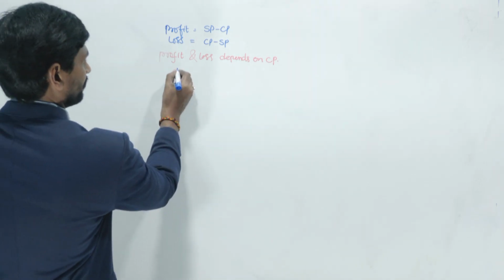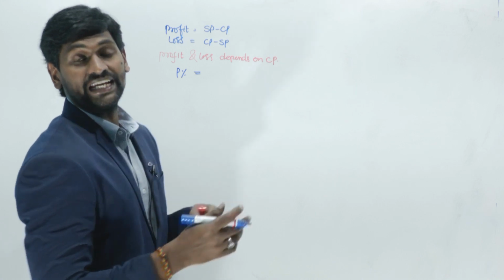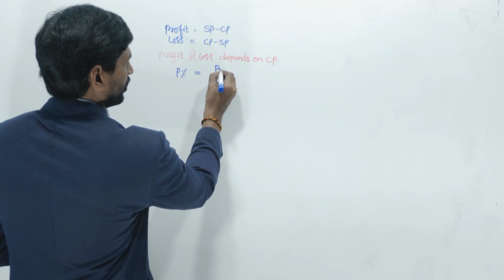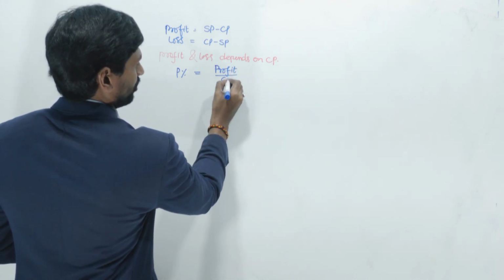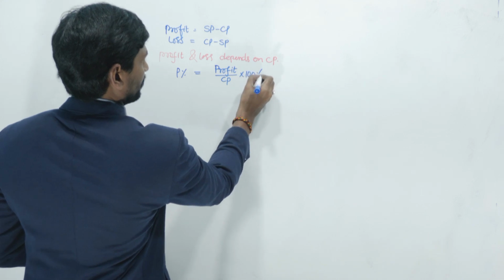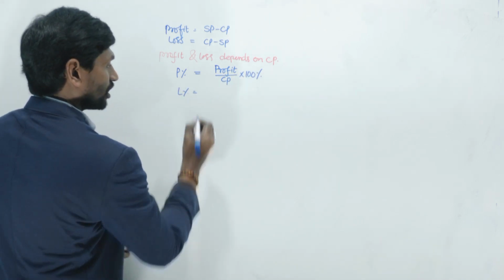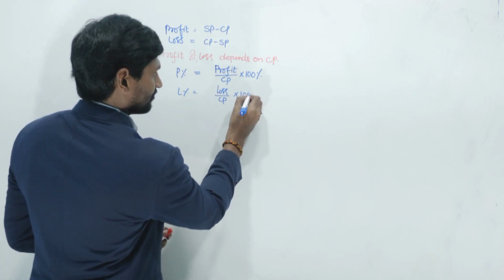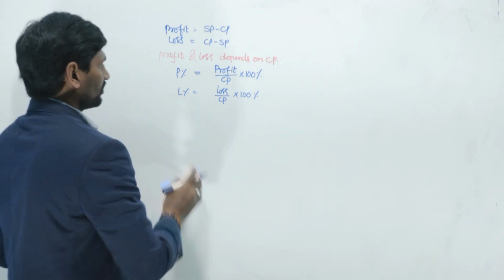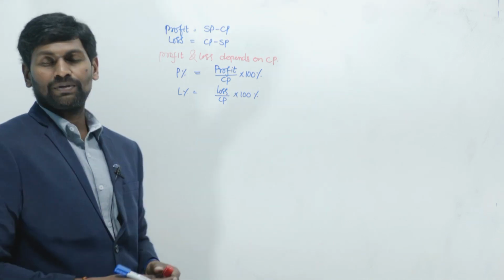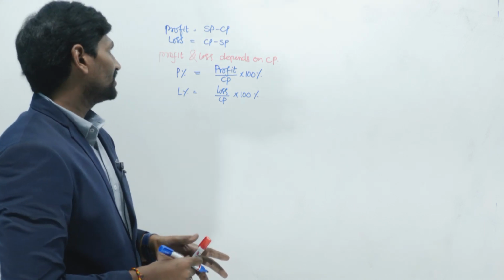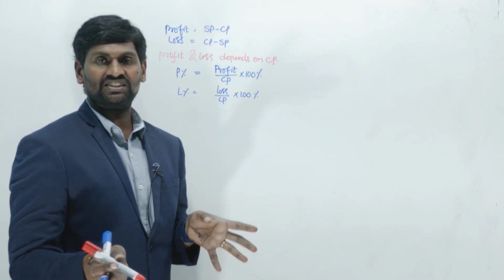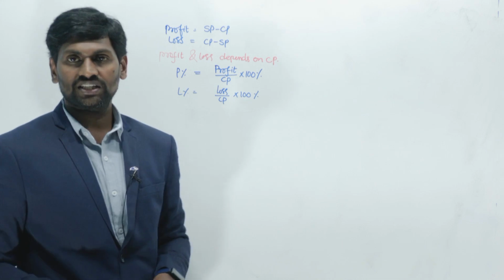So the formula for profit percentage, or gain percentage. Gain or profit, both are the same, is depending on cost price. So profit percentage equals profit by CP into 100%. Same way, loss percentage formula is loss by CP into 100%. Now market price and discount, we'll discuss later. So let us see some basic problems based on this concept.